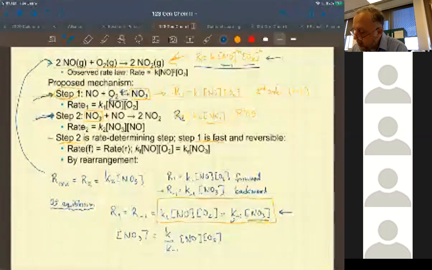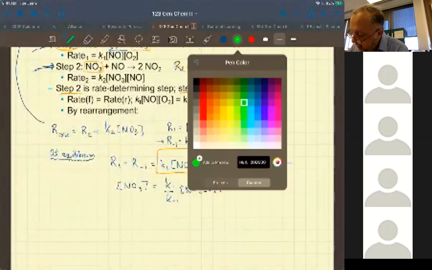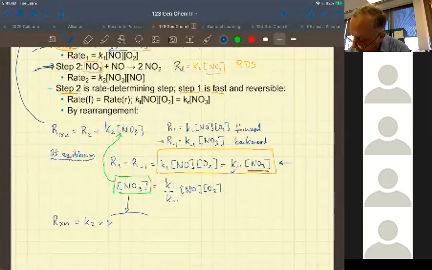And now I will substitute, let me get a different color, let's get a green one. I'm going to substitute this expression here, I'm going to put it into here. Okay, so we can say that the rate of the reaction now is going to be equal to K2 times NO3, but instead of NO3, I'm going to write K1 divided by K minus 1, concentration of NO, concentration of O2.